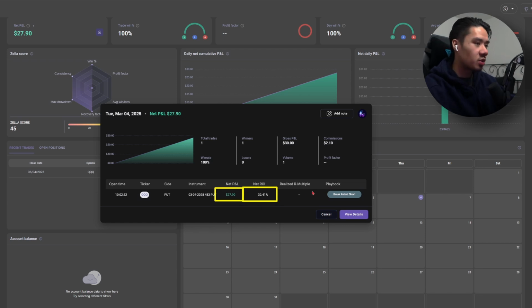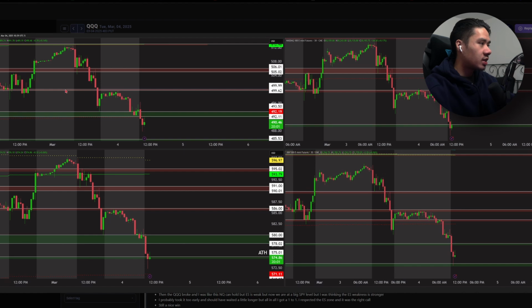I shorted the QQQ. Here is a 30-minute chart. We can see that the previous day's lows was right here, the 492 to 493.50, and the SPY is a 580 to 578. The Nasdaq is right here for the previous day, and the ES is right here.